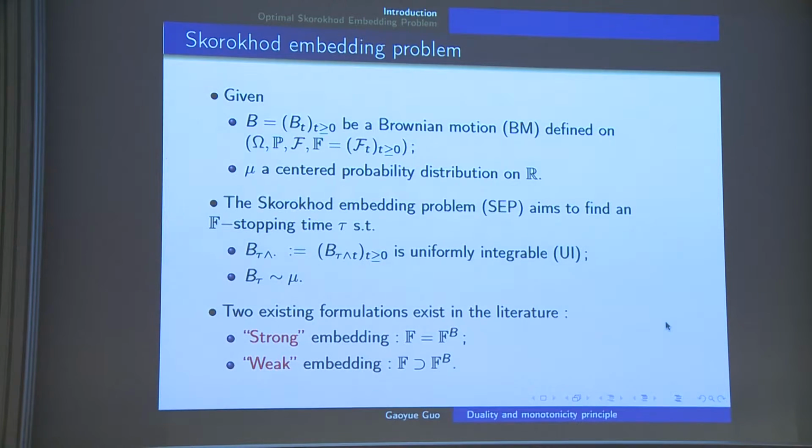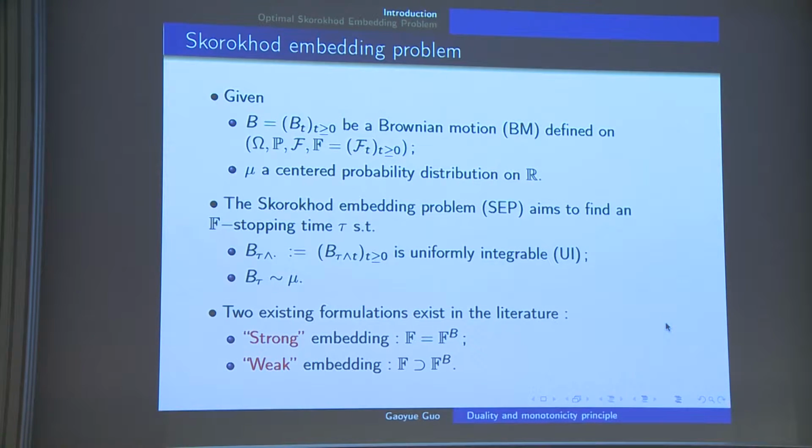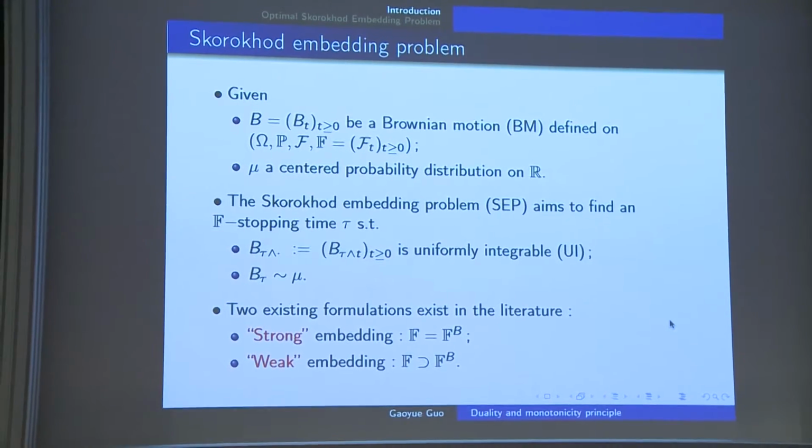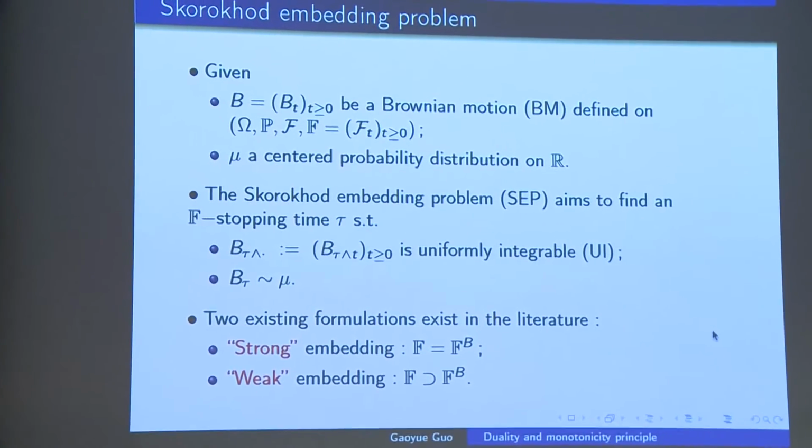That's to say, given some Brownian motion defined on some probability space and a centered probability measure mu, the problem consists in finding a stopping time tau such that the stopped process by tau is uniformly integrable, and the random variable B_tau has the given law mu. Such stopping times are usually called an embedding or a solution to the problem.